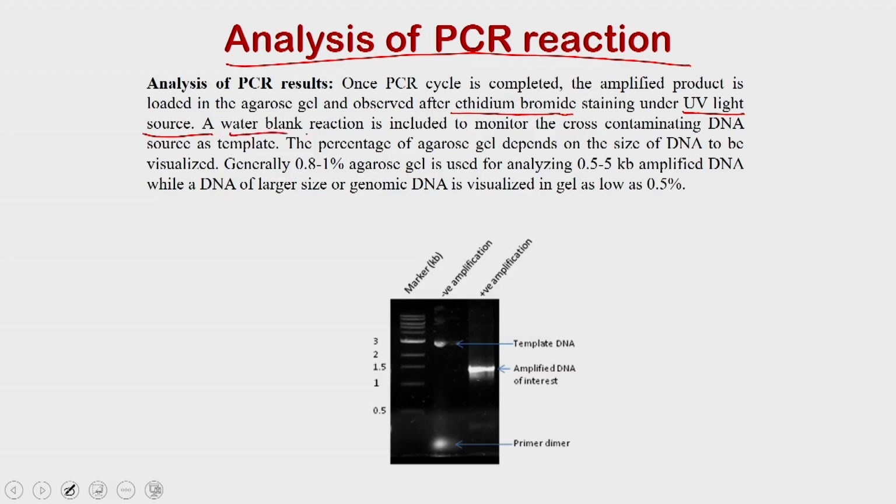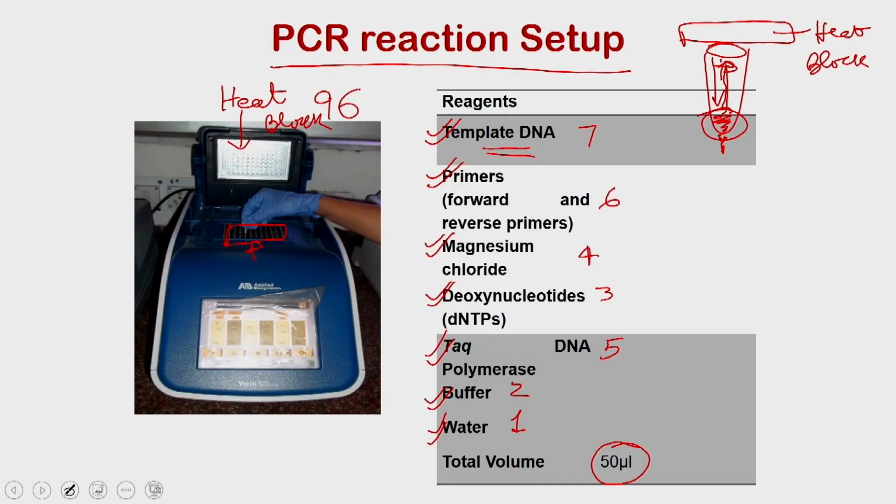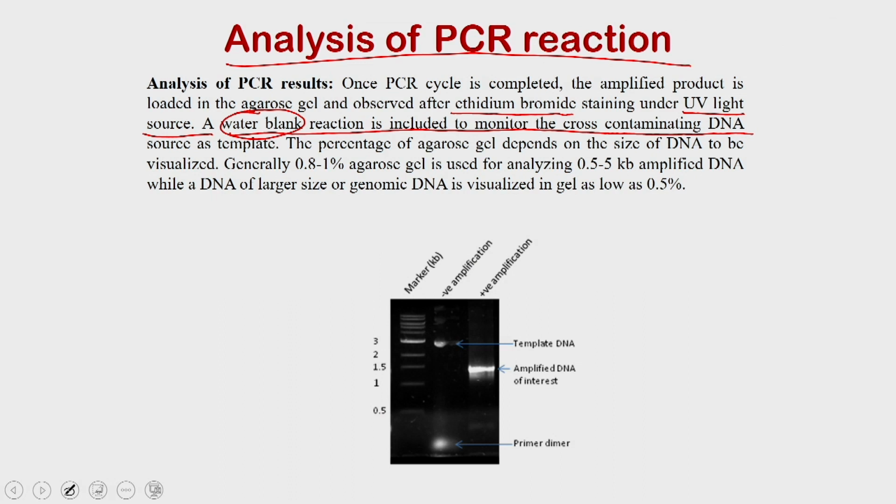In many reactions, when you are doing the PCR for the first time, you always run a water blank, which means when you are setting up the reactions, instead of adding the template, you add the water, so that you will know that there is no cross contamination in your reactions. Generally, we use 0.8 to 1% agarose gel for analyzing the amplified DNA, but if you are amplifying a DNA which is larger than 5 kb, then you can also reduce the concentration of the agarose, even down to 0.5%.